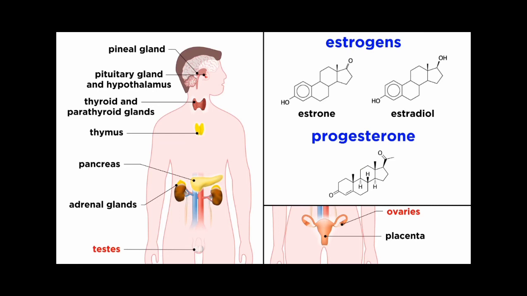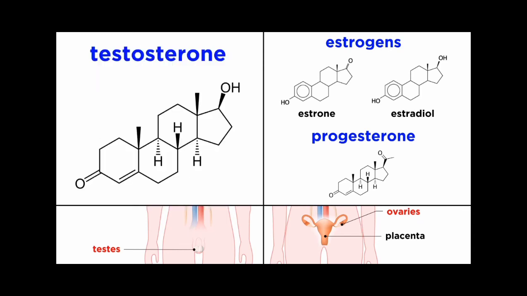The ovaries produce estrogens and progesterone, which control the development of reproductive organs and secondary sex characteristics in females. The testes produce testosterone, which controls the development of reproductive organs and secondary sex characteristics in males. The placenta is a temporary endocrine organ which exists during fetal development in a pregnant woman. It secretes steroid and protein hormones that influence pregnancy and support the development and growth of the fetus.